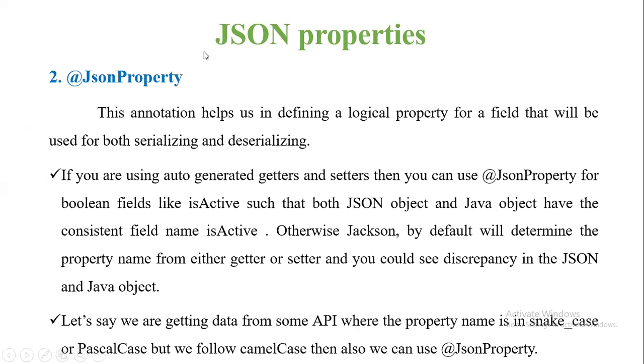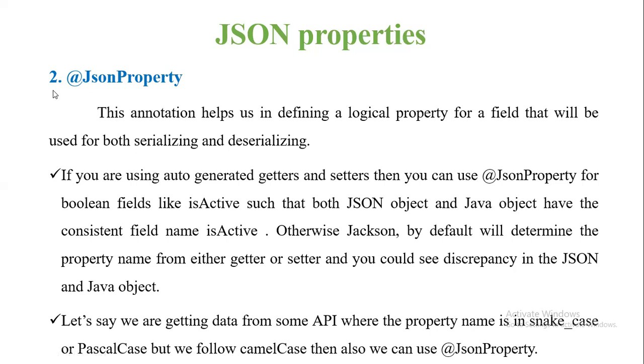Next is @JsonProperty. This annotation helps us define a logical property name for a field that will be used for both serializing and deserializing. Let's discuss some of the common use cases for @JsonProperty.